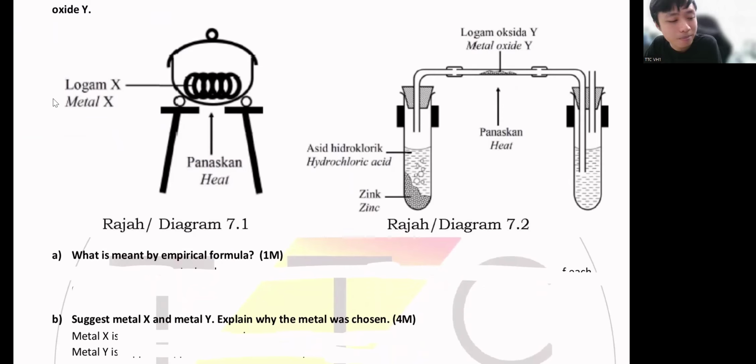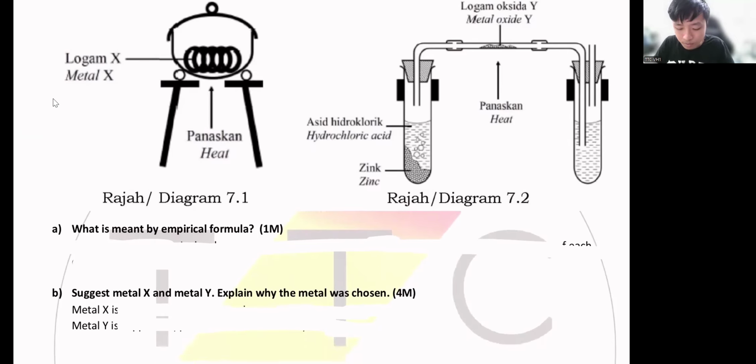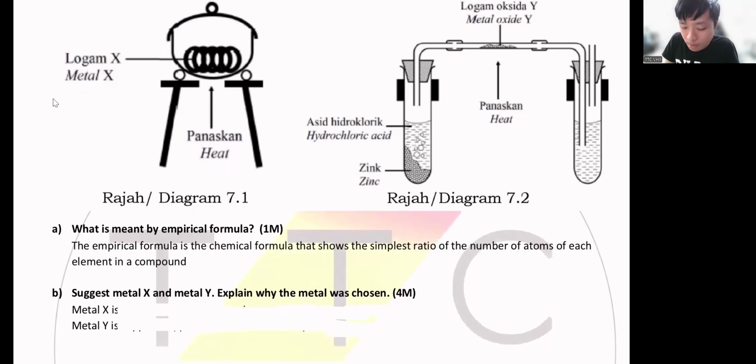Empirical formula meaning. The chemical formula shows what? Shows the simplest. Simplest what? I'll show you. So it shows the simplest ratio number of atoms, or if you want to add, the simplest whole number ratio of atoms.